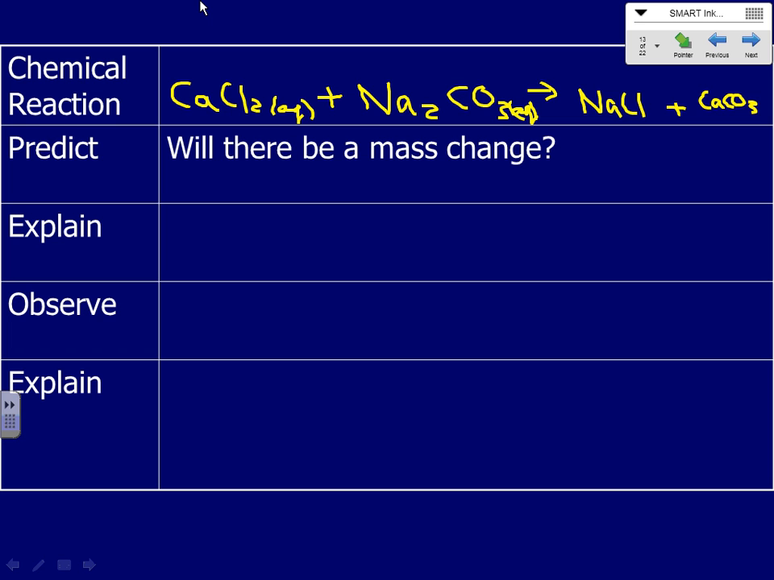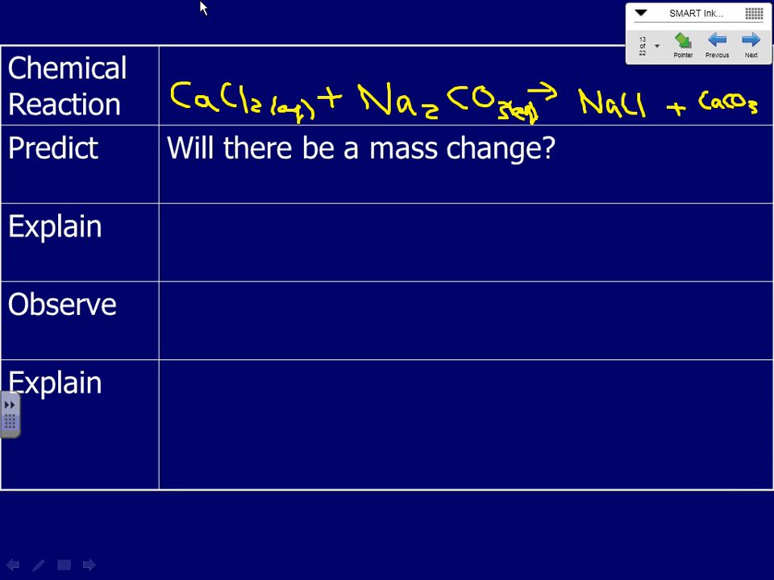All right. We can see there. Have we had a chemical change? Yeah, we've got a new color. It's actually a precipitate that has been formed. Let's now weigh it again. And what do we got? 154.3. All right. So, did the mass actually change? No. No, it did not.